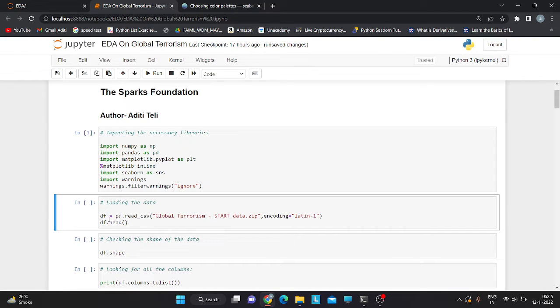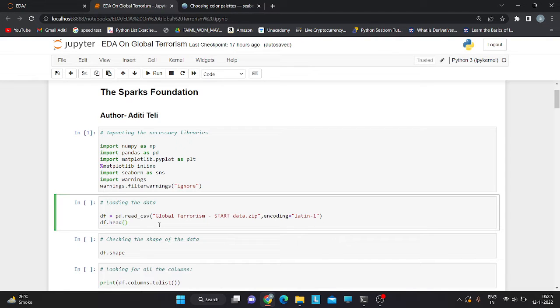I have given the data frame name as df, pd.read_csv. It's a CSV file, that's why I have given CSV here. If it is an Excel file then we would write pd.read_excel, but it's a CSV file. Then this is the path, and the encoding that we are using is Latin 1 encoding. When I tried with UTF encoding it was not working, so I tried out Latin 1 encoding and it worked.